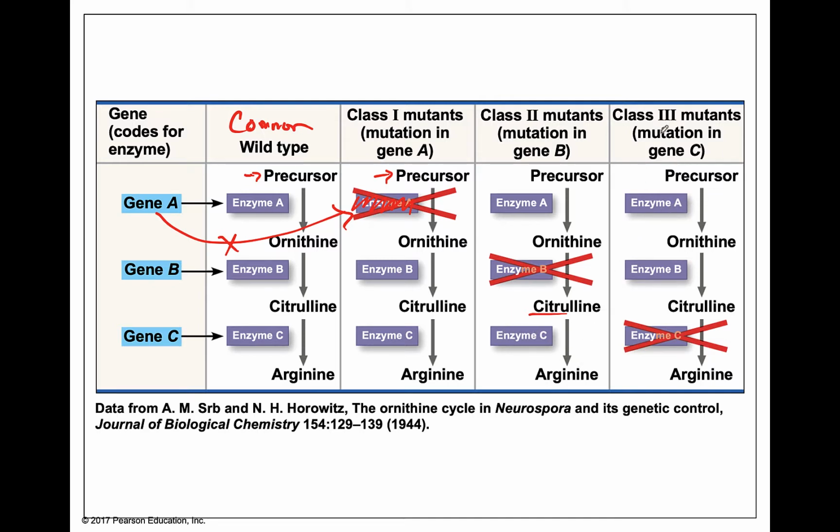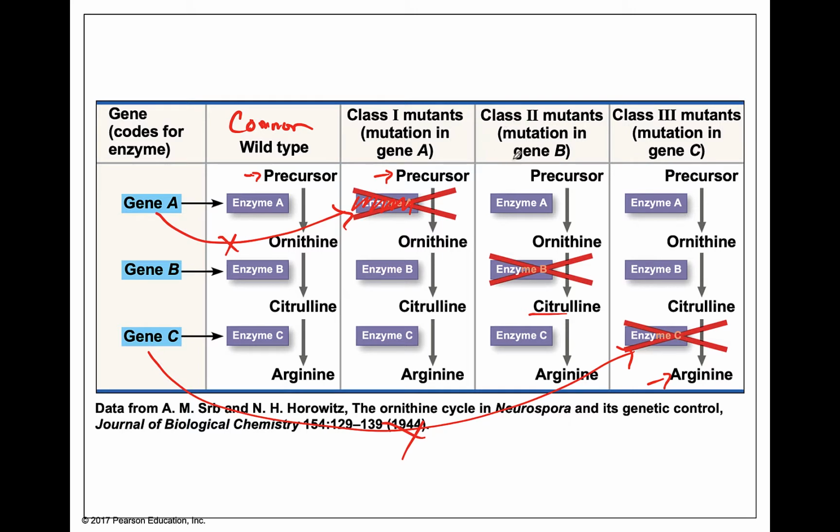And then the last mutant class had an enzyme C mutation in gene C. So gene C was not able to produce enzyme C. And no matter what you gave these organisms, they didn't survive unless you gave them straight up arginine, because they couldn't do this metabolic pathway at all.